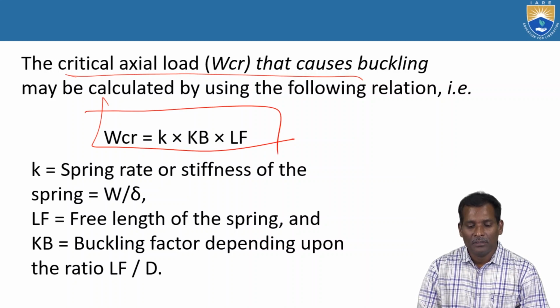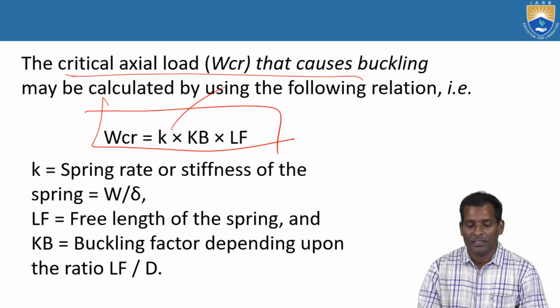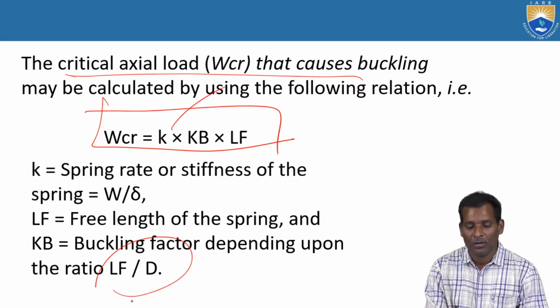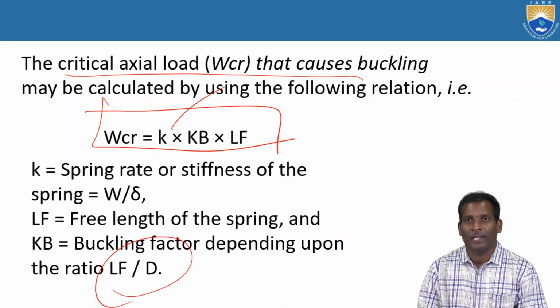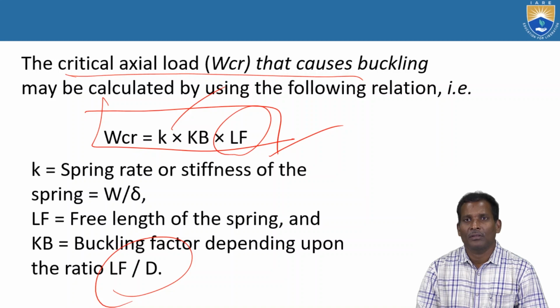So what is this relation? Critical loading equals K, the spring rate, into KB, the buckling factor, which depends upon the ratio of free length to coil diameter, and then the free length of the spring. By using this empirical relation, you may calculate the critical load or buckling of the spring.